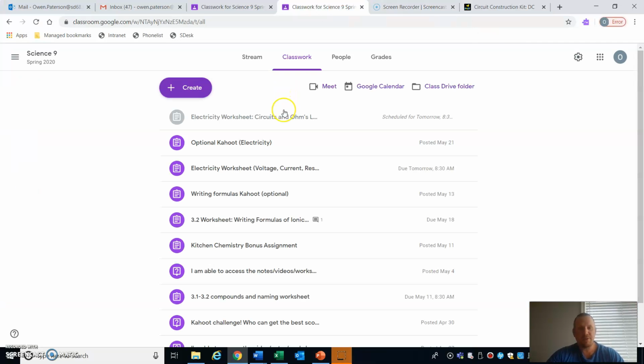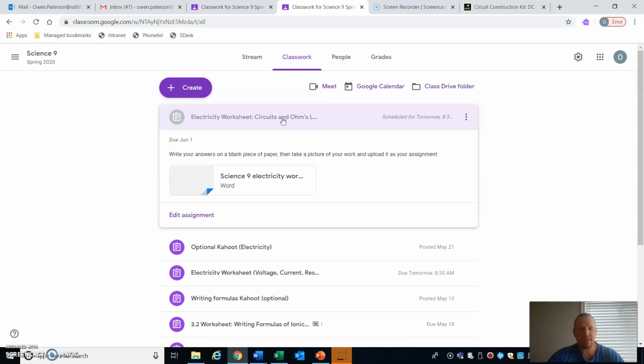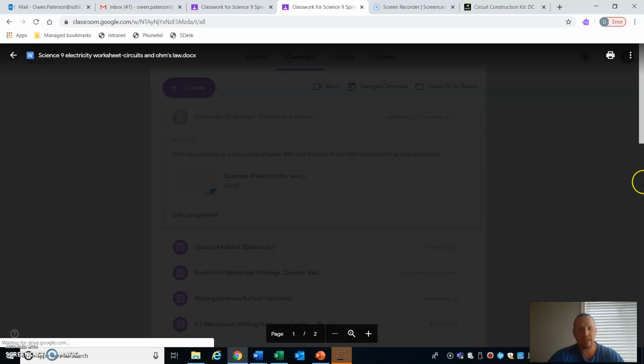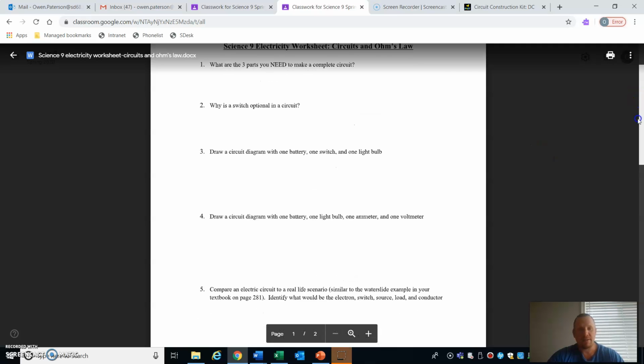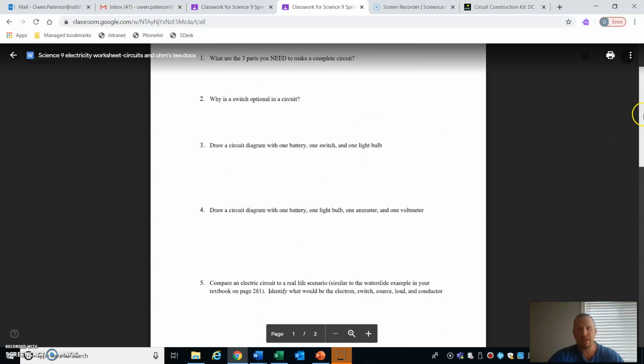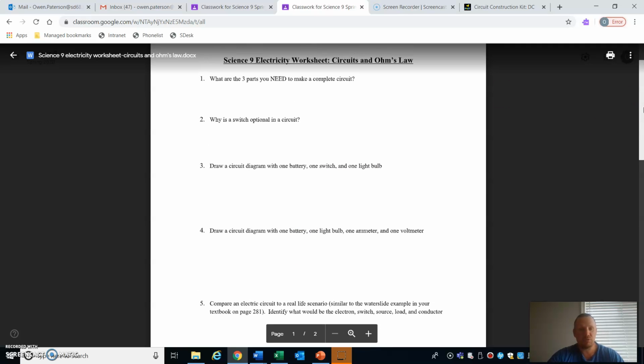So the assignment for this week, just because I'm asking you guys to draw things out for the first half of this, you have to draw 2 circuit diagrams right here. I'm just going to get you just to write out the answers on a blank piece of paper, take a picture of the paper, and then upload it as your assignment.